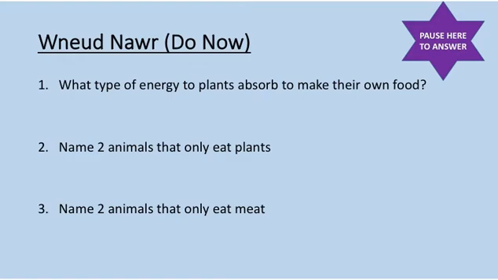Okay, so hopefully you guys have answered those questions. So now I'm going to go through the answers. Number 1 was, what type of energy do plants absorb to make their own food? The answer to that is sunlight. So that's light energy.